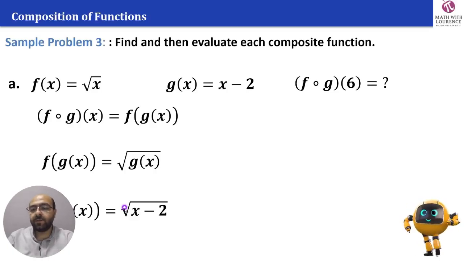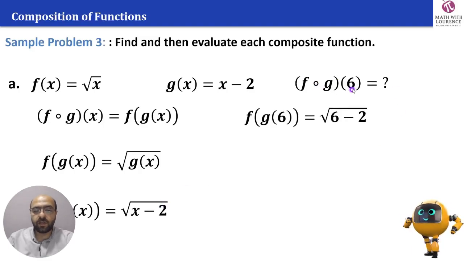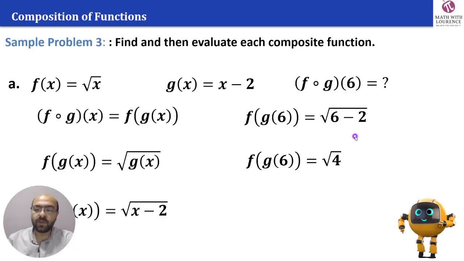Now we have to substitute 6 in the composite function. The composite function is root of x minus 2. I will substitute 6 here, so it becomes 6 minus 2 equals 4. What's the square root of 4? Excellent, it's 2. So that equals 2.